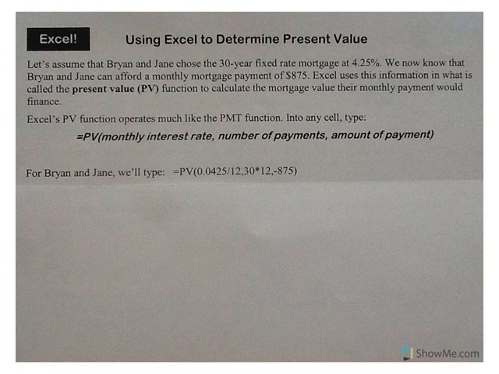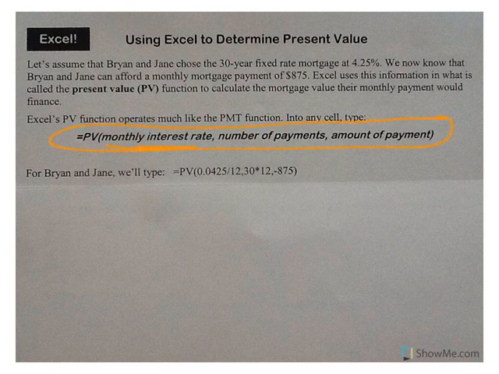So we're going to assume that Brian and Jane choose the 30-year fixed rate mortgage at 4.25%. And we now know that Brian and Jane can afford a monthly mortgage payment of $875. We used the total expense ratio in a previous video. So Excel uses this information in what we call the present value function to calculate the mortgage value based off of their monthly payment. Okay, so Excel gives us this formula.